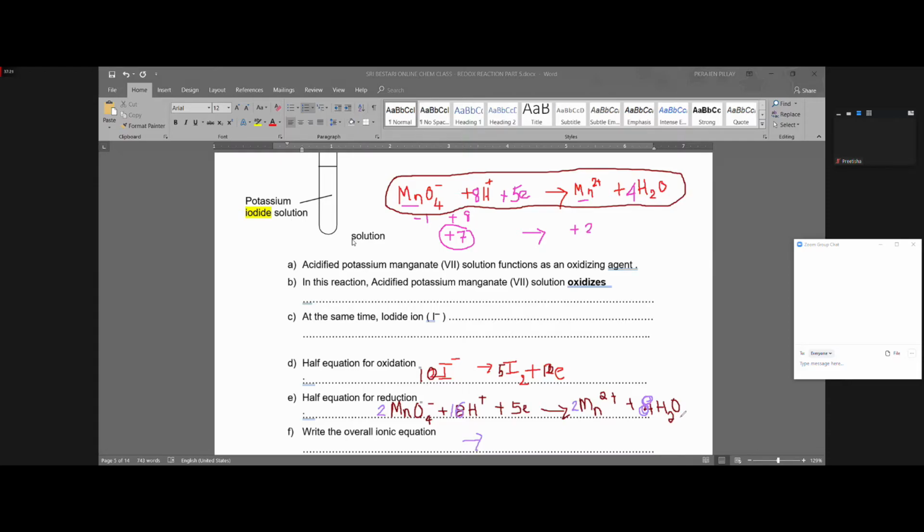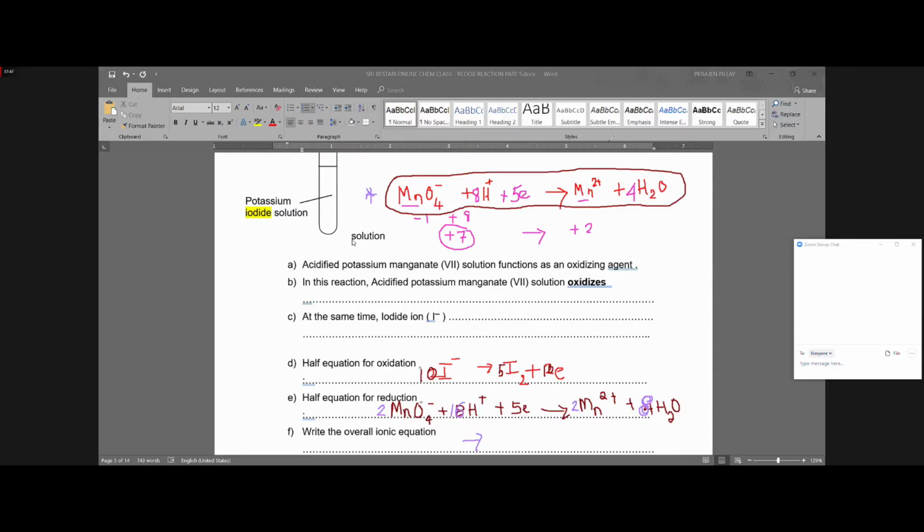So the 10e and 10e will cancel. Okay, well done. Please memorize this. When it involves potassium manganate 7, it will be reduced. So please memorize that. After this, we're going to do dichromate. Okay, all right. So that one is done. Have you copied already quickly?